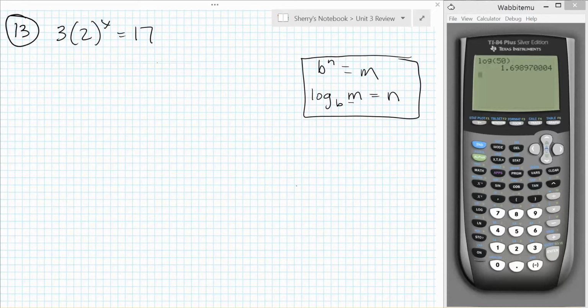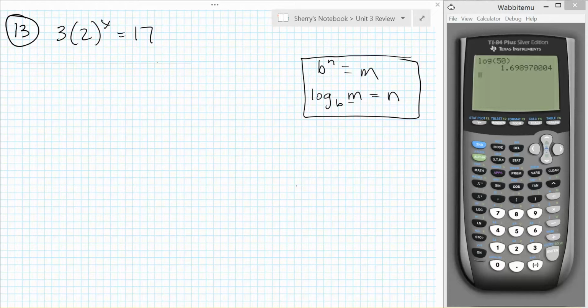In problem number 13 on the review, again we want to solve for x. This time x is in the exponent, and so in order for us to solve it we need to bring it down to the main level, and the way to do that is to switch it into logarithmic form. However, our expression just has to be a base to an exponent, and there's some extra stuff going on here, so we've got to get rid of that extra stuff before we start.